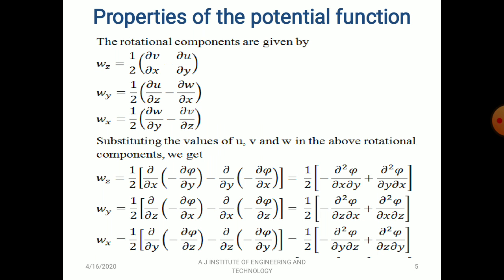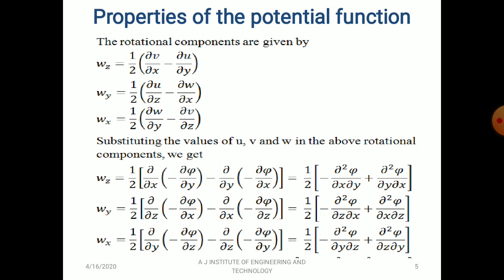Now, properties of potential function. Before going to properties of potential function, we have to define rotational components. What is the difference between rotational and irrotational flow? In rotational flow, the fluid element rotates with respect to its own axis during the flow. But in irrotational flow, the fluid element flows without rotating with respect to its axis.